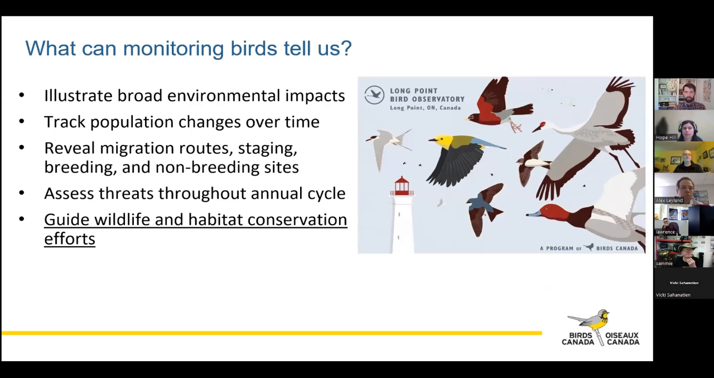As I mentioned, it can illustrate really broad environmental impacts. Tracking populations of species over time can tell us if a certain species is declining, what that might mean about prey availability or insects for that species, or what it might mean about specific habitats being threatened more. Monitoring birds can tell you about migration routes and areas that are really important as birds are moving north and south each year, and can tell you about where they're facing greatest threats. And one of the most important things is bird monitoring can help guide wildlife and habitat conservation at different scales.